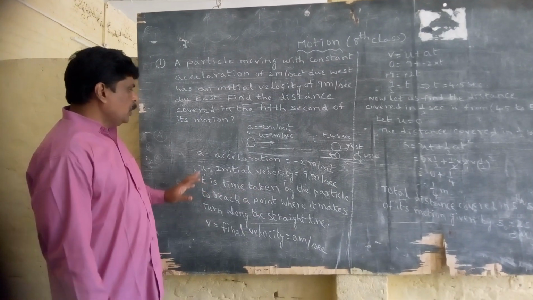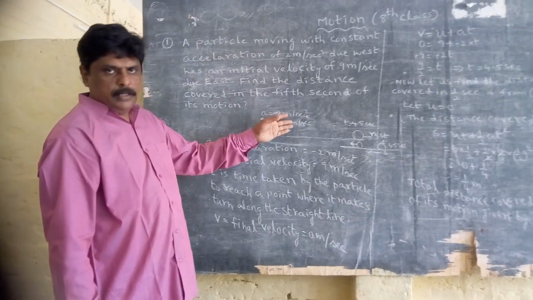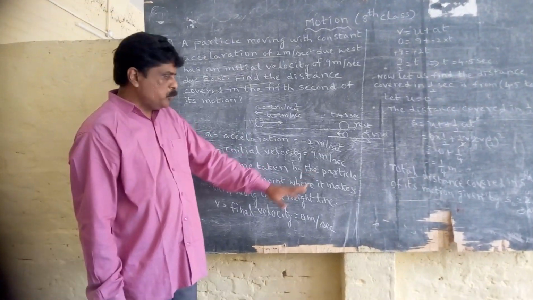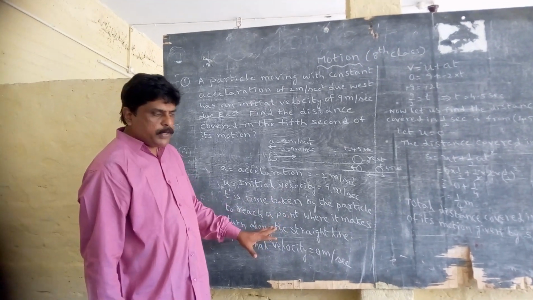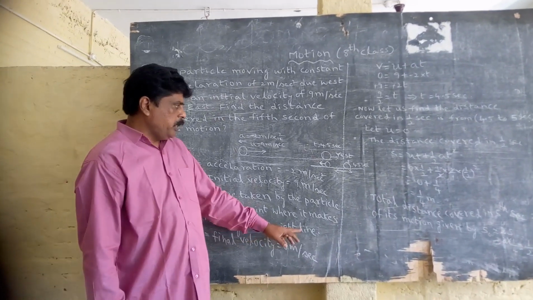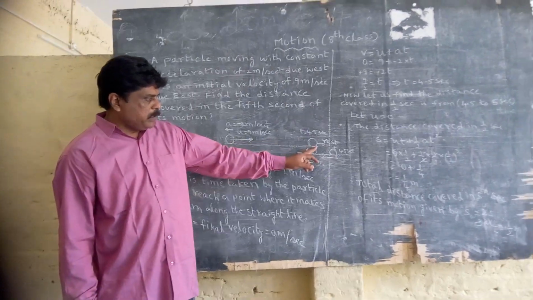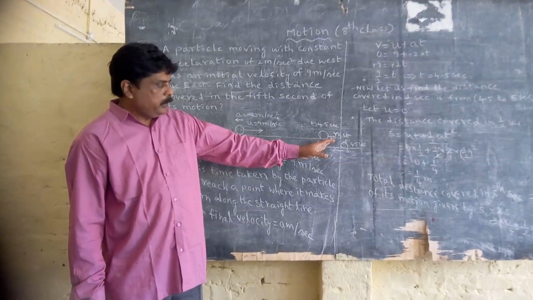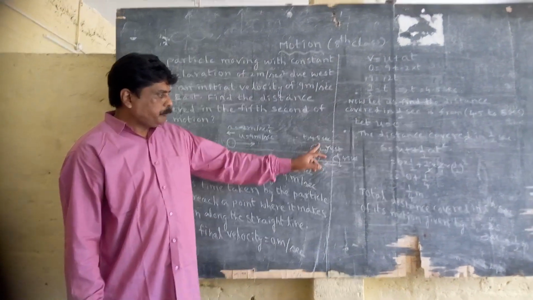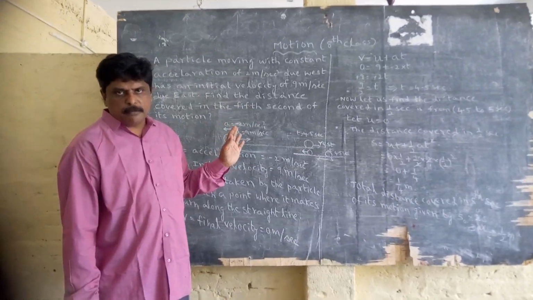Here a is the acceleration of the body, that is minus 2 meters per second square, because it is a deceleration. u is the initial velocity, 9 meters per second. t is the time taken by the particle to reach the point where it turns along the straight line. The particle travels distance s here, and here it turns back. So we have to find the time taken for the first distance, and after that the time taken for the second distance.